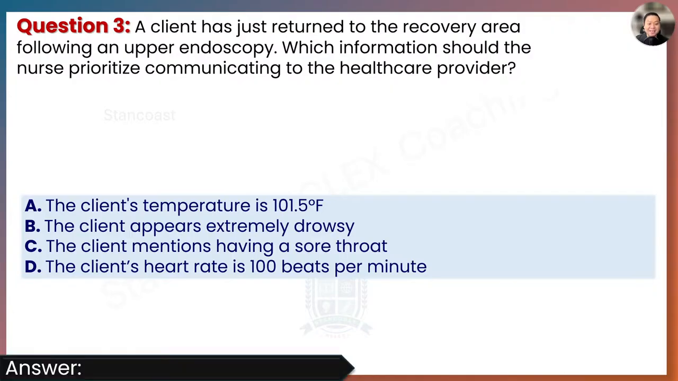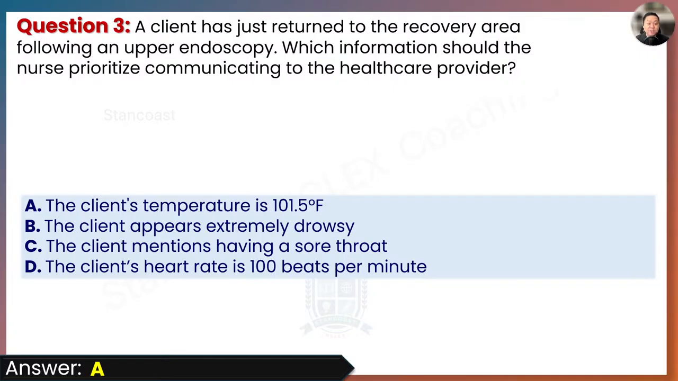The answer is letter A. This is a fever. And this could suggest a serious complication like perforation, which may occur during or after the endoscopy. And take note that a perforation is something that can complicate to peritonitis, sepsis.